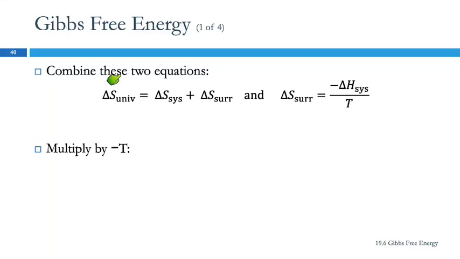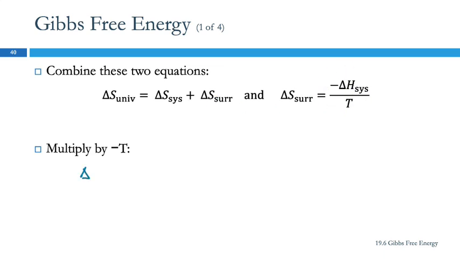We have looked at two equations. The entropy change for the universe is the sum of the entropy changes for the system and the surroundings. And the entropy change for the surroundings at constant P and T is equal to negative of the enthalpy change for the system divided by the temperature. So we can put these two equations together. Instead of writing delta S surroundings, we'll put this in there.